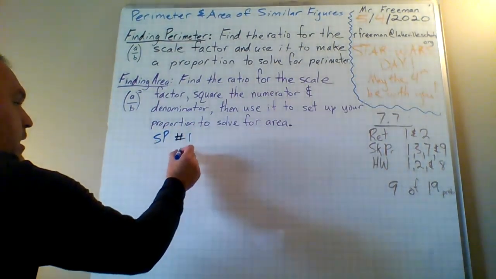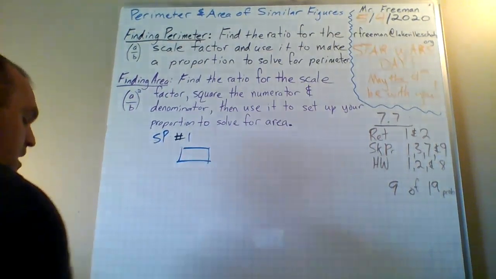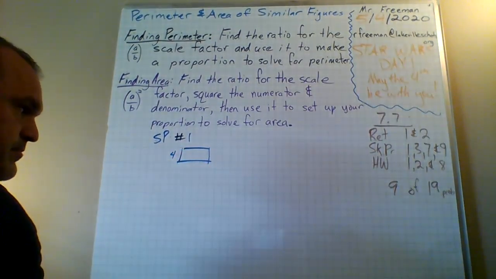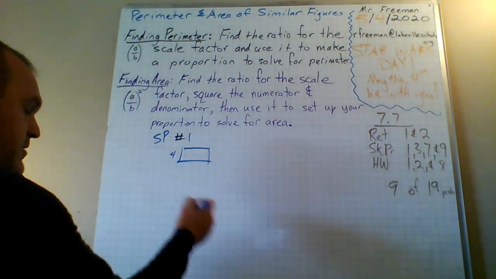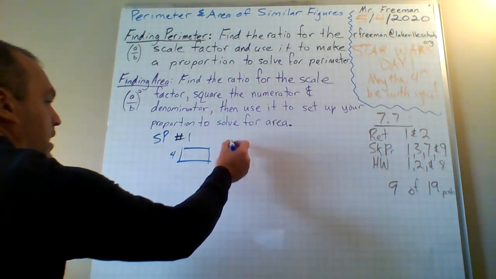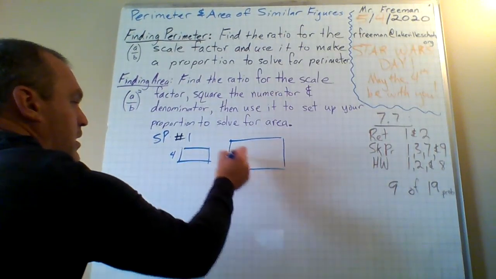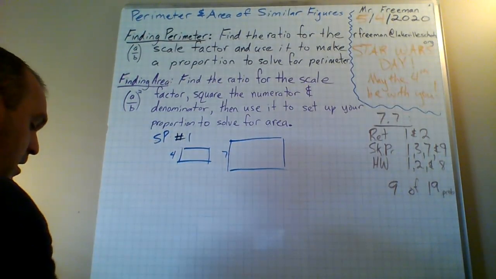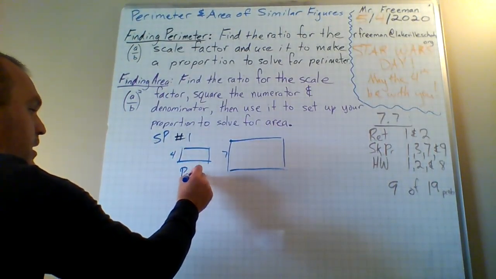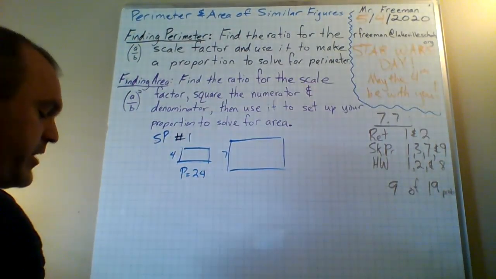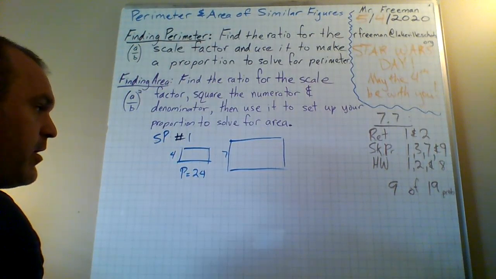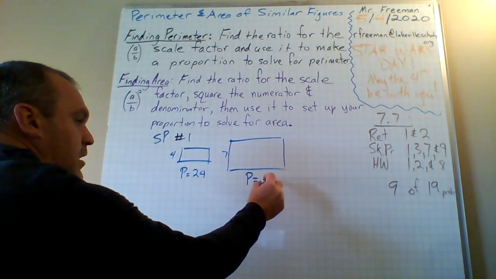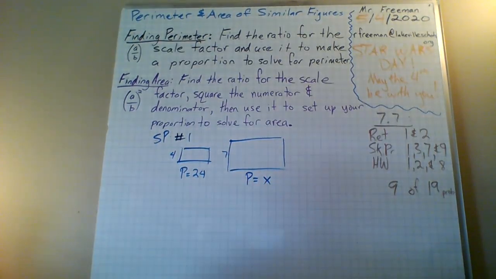They give you a rectangle where we know that one of these smaller sides, the width of that rectangle, is 4. And we're given a larger rectangle where the width of that guy is 7. Okay? We are told that this perimeter equals 24. So since we're using perimeter, that's awesome. Okay, we don't have to do anything about squaring anything. We don't know what this perimeter is. So let's call that perimeter X.